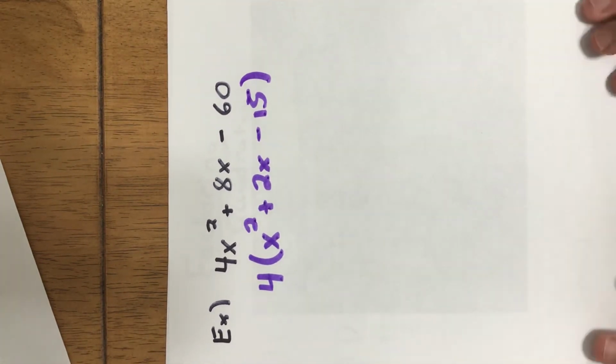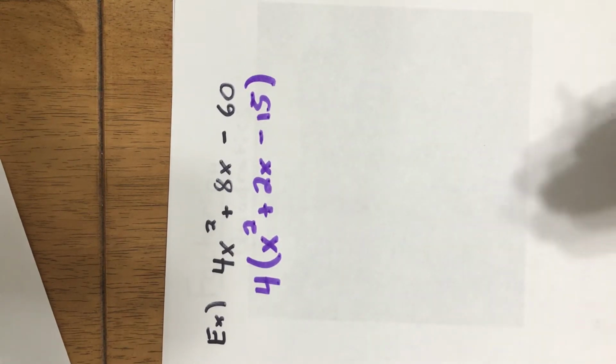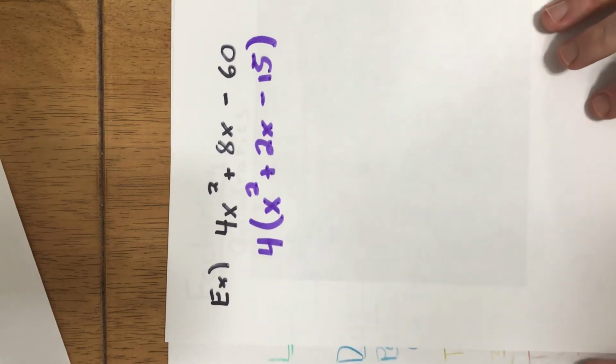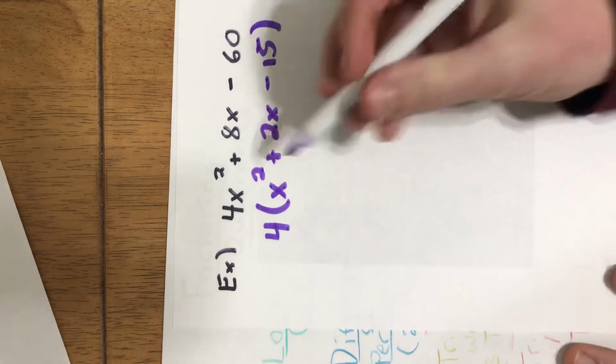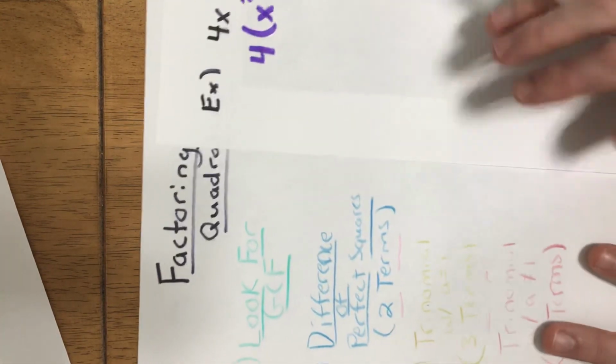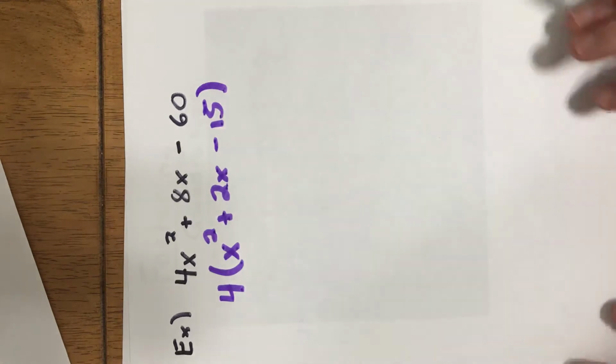Now, after I pull my GCF out, sometimes that's going to be it. Like the first example we did, all we could do is pull a GCF out. But you want to keep going through and see what you're left with. I'm left with 1, 2, 3 terms. So I know I'm not going to be at my difference of perfect squares, but I do have a trinomial. This is a trinomial where a is equal to 1.